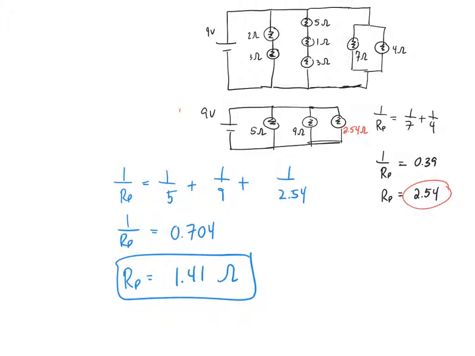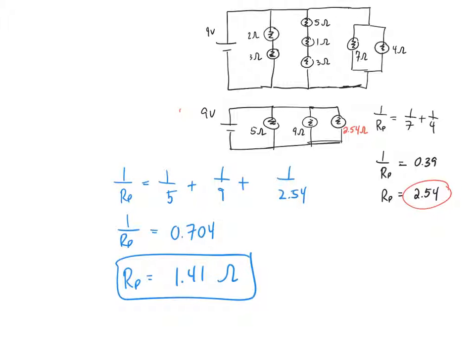Again, 2.54 was the smallest. Our answer is less than 2.54. It's not a coincidence. It has to happen every time. In series, because you're adding the numbers together, the overall resistance goes up. So if overall resistance goes up in series, the overall current goes down in series.